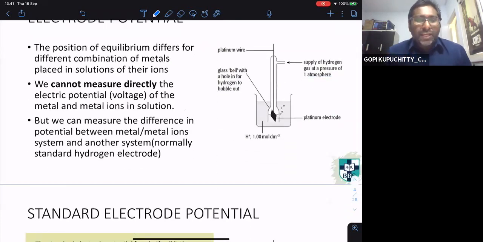And we cannot measure directly the electric potential or the voltage of the metal and metal ions in the solution. We cannot measure directly, but we can do something. We can measure the potential difference with another system.